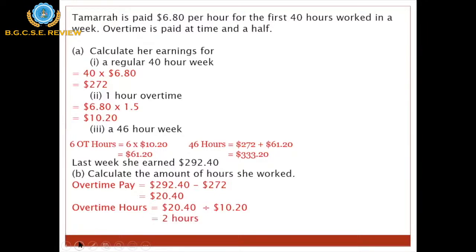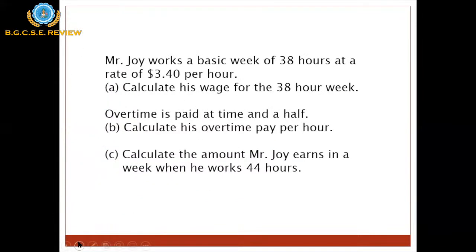2 hours. And I'm going to combine the two. I know she worked 40 hours regularly and she worked 2 hours overtime. So in total, she worked 42 hours. Please make the adjustment because I saw a number of persons got 43 hours. She in fact worked 42 hours.